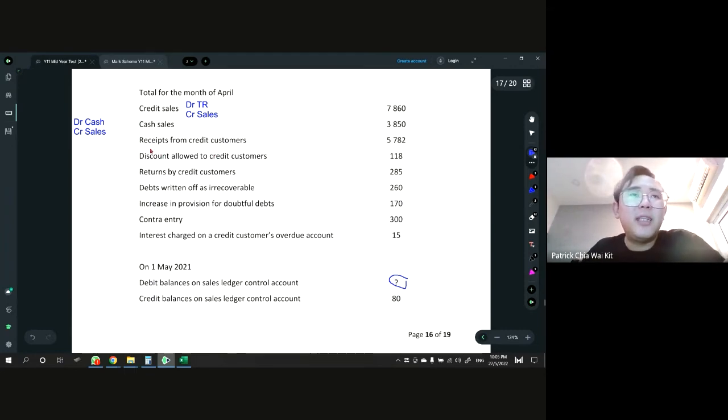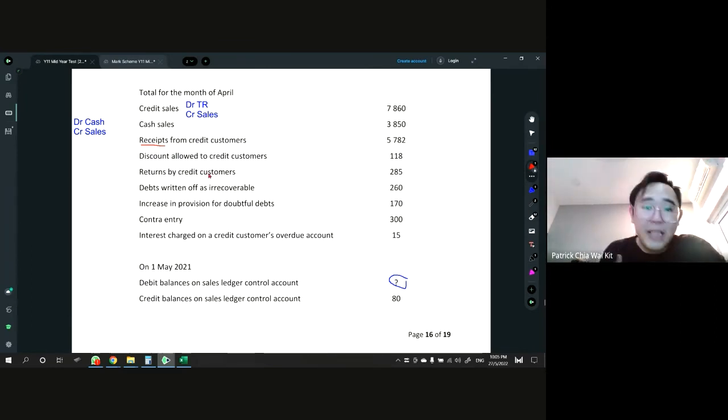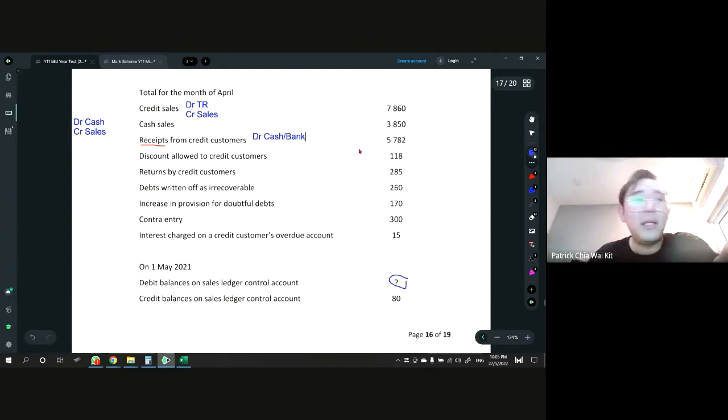The next one, you see the word receipt. Receipt from credit customer. What does receipt mean? The word proceeds or receipt means we have gotten the money from our customer, which is why we issue them a receipt. But here they didn't say whether we get cash or we get cheque, so your double entry has to be both. That's the safest answer, which means we DR cash or bank. And we CR TR, because they give us. So I always leave TR as the last thing to do, the TR and TP also.